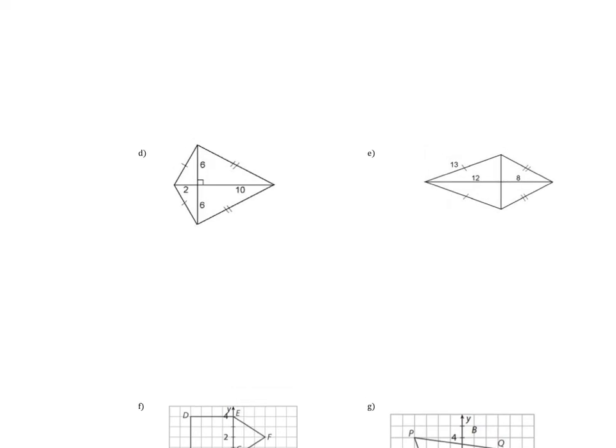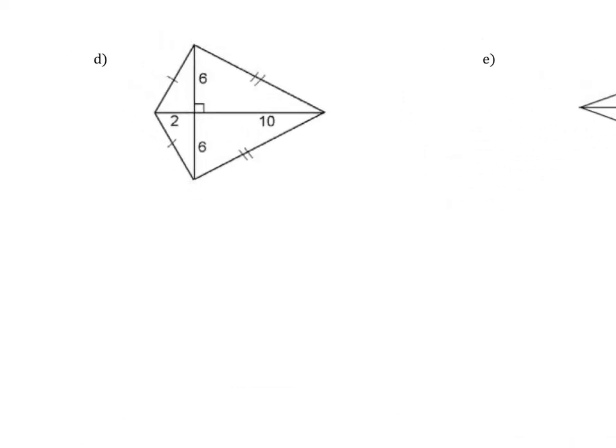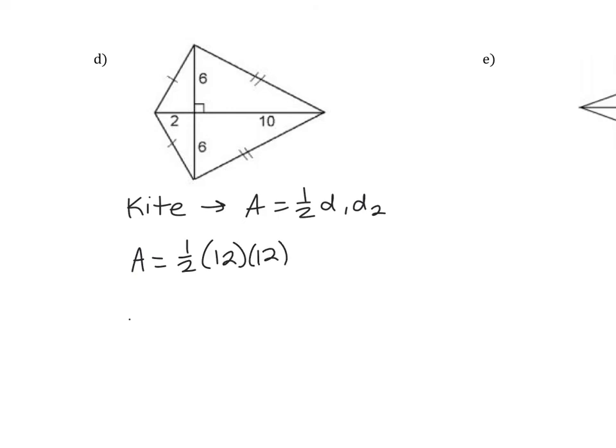Okay, we just have a few more examples to go. We are almost done. So in figure D, again, let's determine what type of quadrilateral this is. Since the consecutive sides are congruent, I see that this is a kite. So remember, the formula for the area of a kite is 1/2 times the product of your diagonals. So this one is easy enough because I can see that this diagonal is 12 and this diagonal is also 12. So the area of this kite is 1/2 times 12 times 12, which gives us 72 units squared.